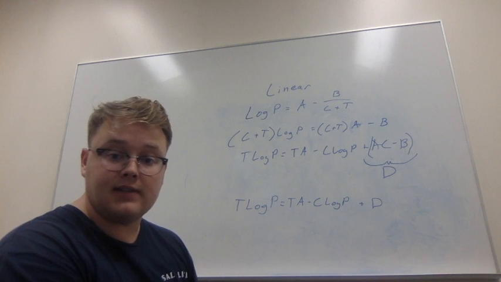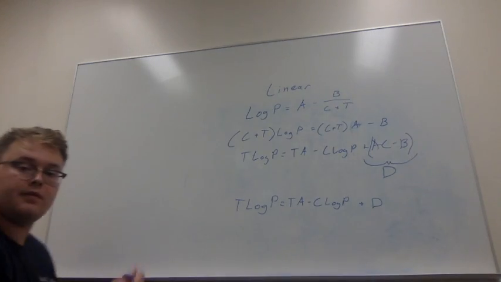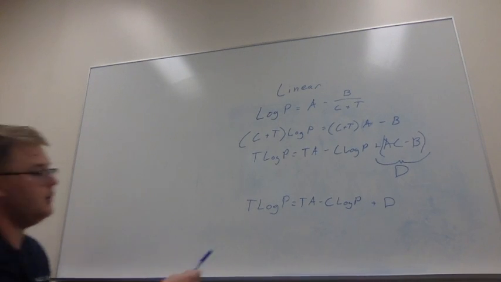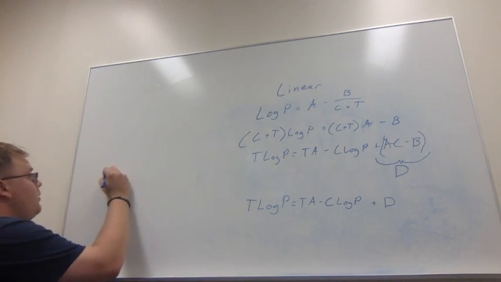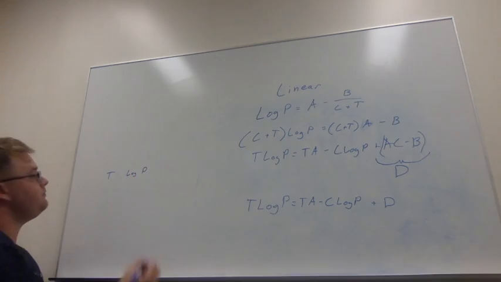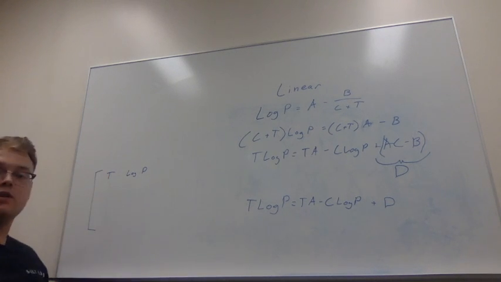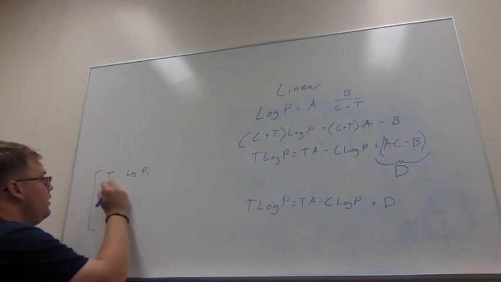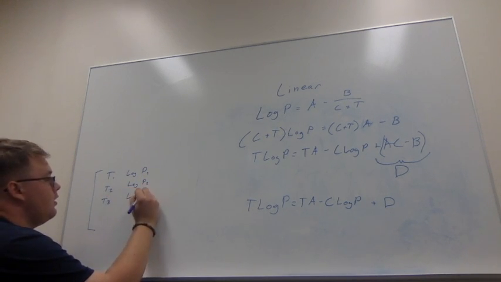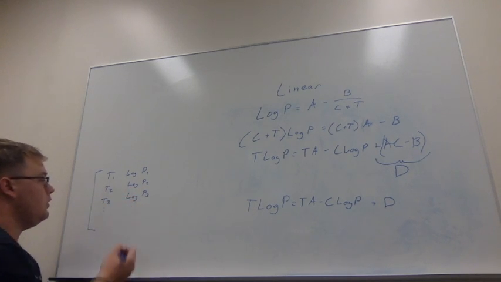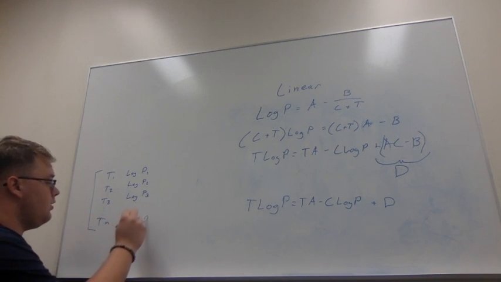So what's the next step? The next step is to turn everything into matrices. We're going to need a design matrix. I'm going to start off over here. You can see temperature, log pressure, and then the variables. So start out with temperature, log pressure. I need to turn this into a matrix. So T1 log P1, T2 log P2, T3 log P3, all the way to as many data sets as we have, Tn log Pn.